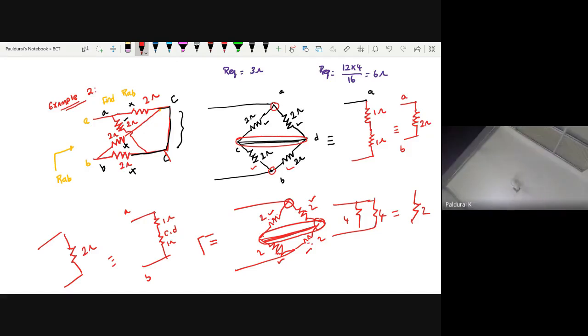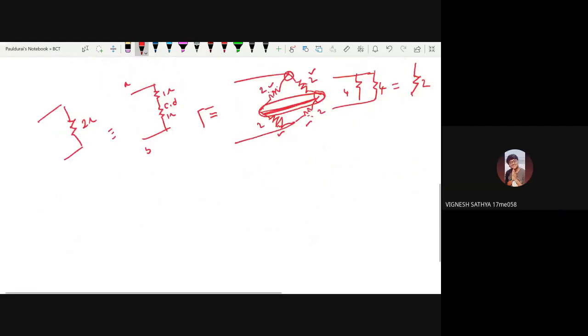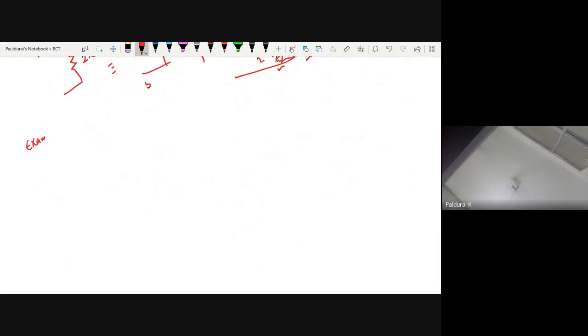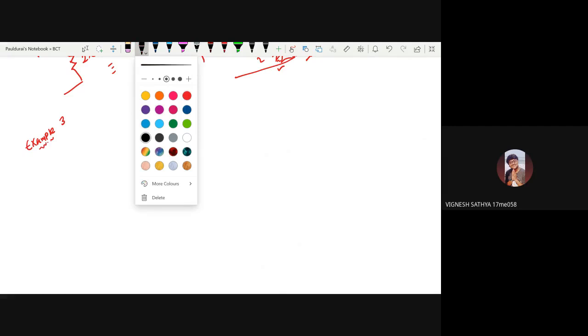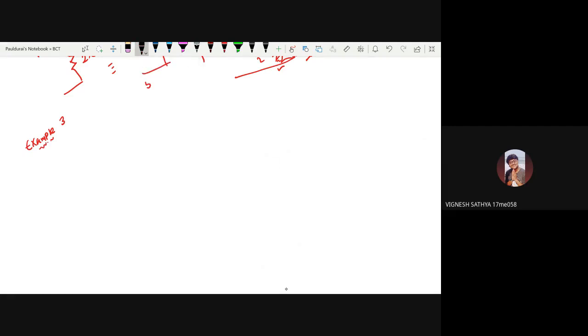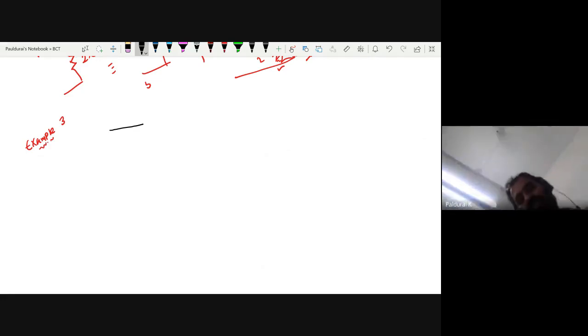Students, did you get the point? Yes, sir. Shall I move to the next example? Take example 3. Is anyone writing in the chat box? Nothing, sir. Okay. Suppose, take this example.